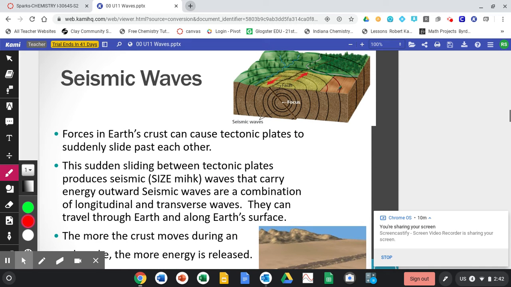Seismic waves. There was just an earthquake near Las Vegas this week. I'm videotaping this a week earlier than what you will hear it.